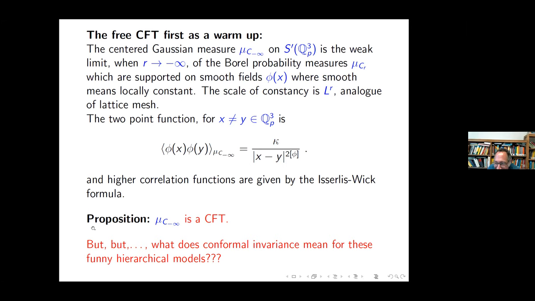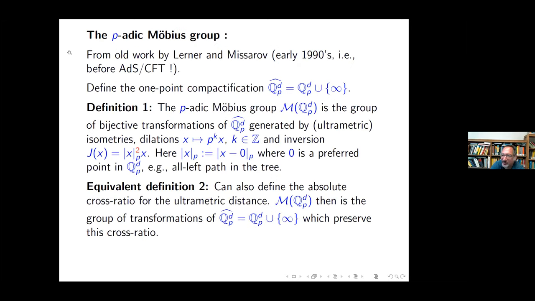So I need to explain now what is the hierarchical analog of conformal invariance. First, what is the p-adic Mobius group? This essentially was developed by Lerner and Misarov in the early 90s, before there was AdS/CFT, so it's quite remarkable.